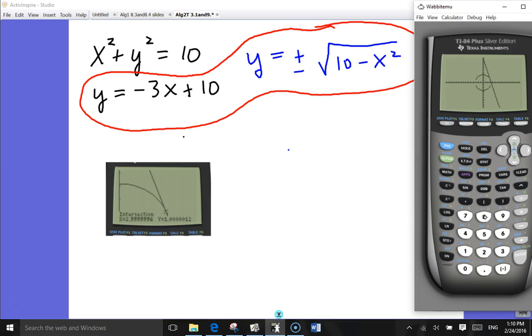Here we go. Second, trace 5. y1 is good. We're on the curve. Don't want that one. So I arrow down to get the straight line. Enter, enter. So it looks like it's 3, 1. Let me snip that.